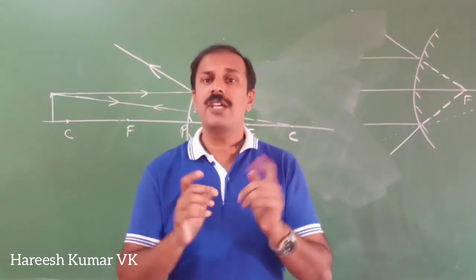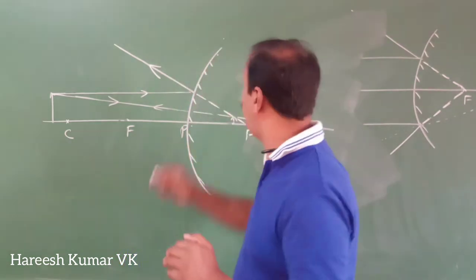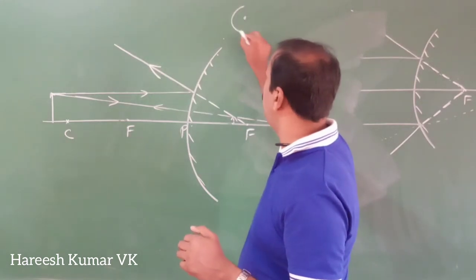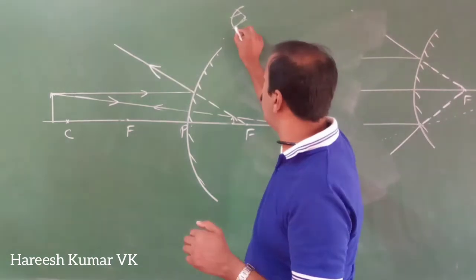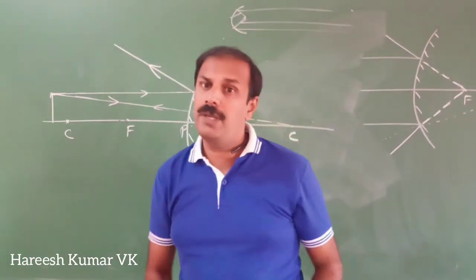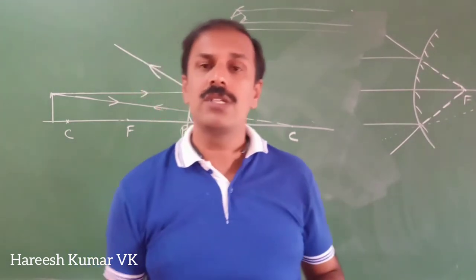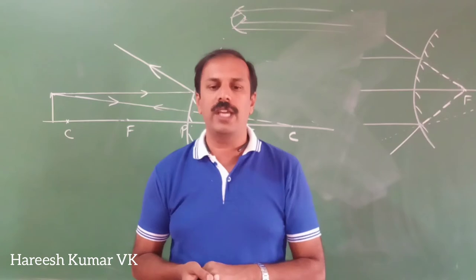So what is the use of that one? To produce a parallel beam. The bulb is here, and behind that we have the reflector like this. This bulb is at the focus, so all the light going outside will move parallel upwards like this. So to produce a parallel beam of light, we use a concave mirror in torchlight and searchlight. That is the first use of concave.